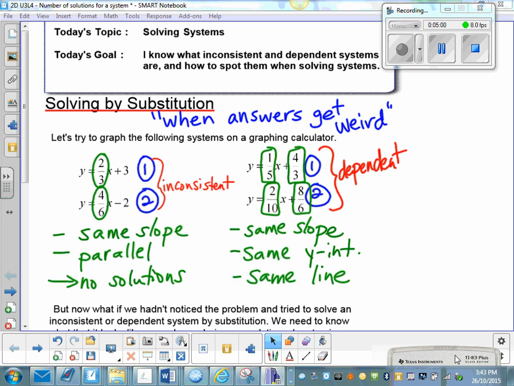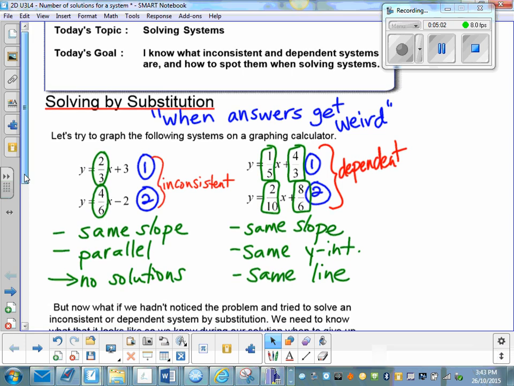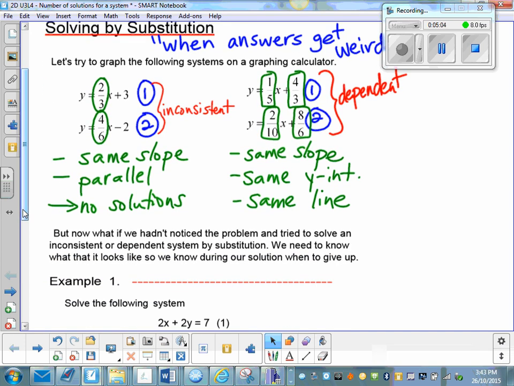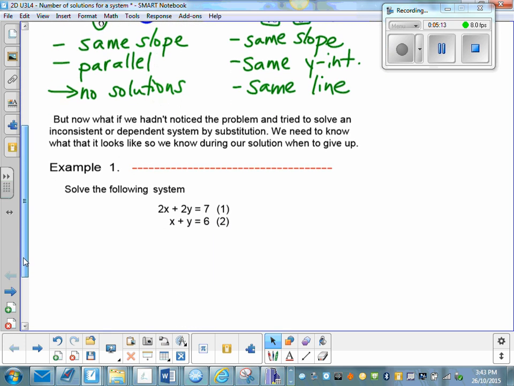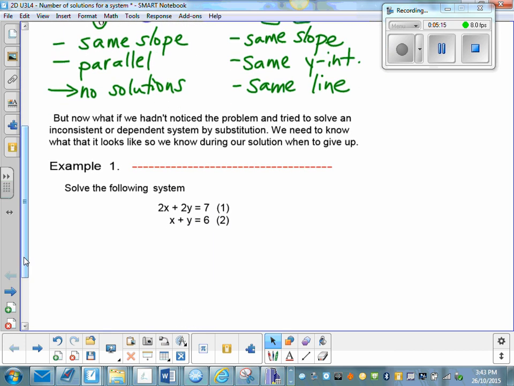Now, we may not see that all the time though. Like if I give you a bunch of equations and say solve these systems, you may not recognize whether it's inconsistent or dependent when you initially look at it. So let's see what it looks like when we try and solve a system that is one of these odd systems.